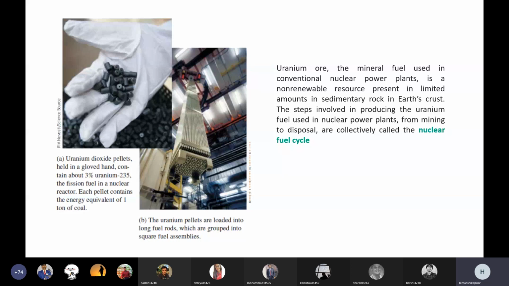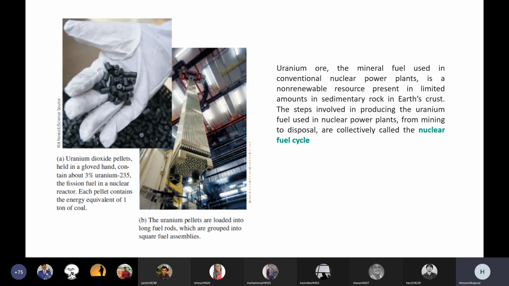And one more thing I want to mention here is that the uranium which we get in the ore is U-238. But the fissionable uranium is U-235, which has a very small percentage in the ore itself. So this makes it all the more non-renewable.